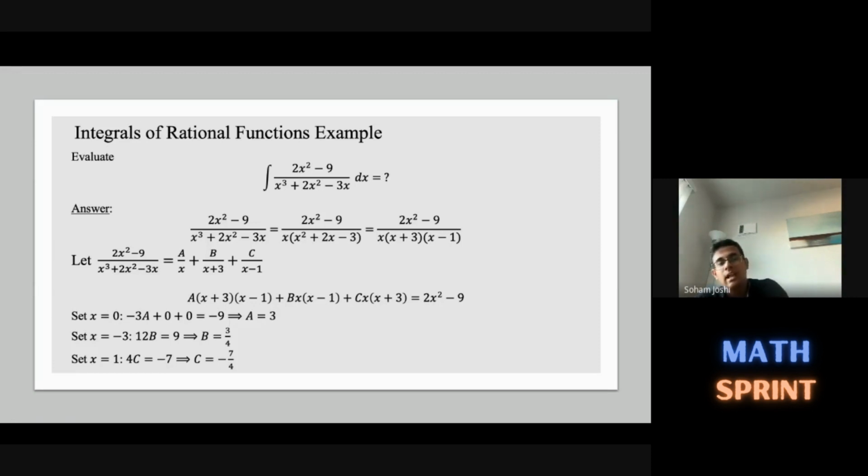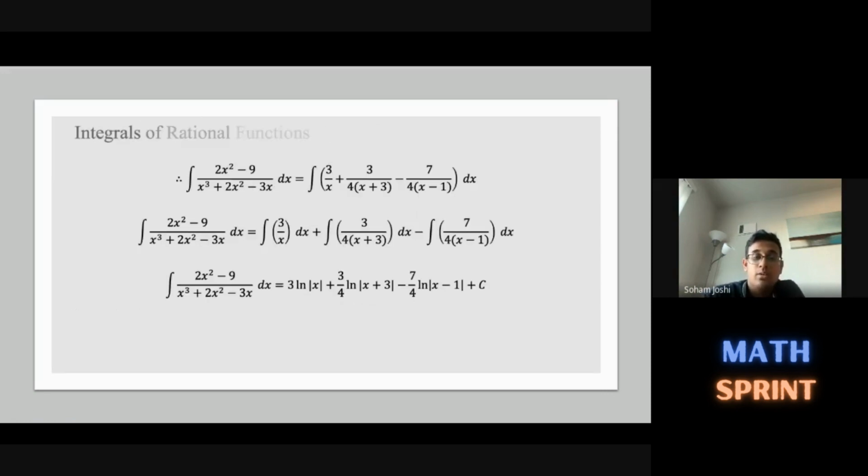Then I choose to set x equal to 1. I substitute this value into the equation, and plugging it in allows me to eliminate most of the terms, and I can figure out that C is equal to minus 7 by 4. You can try this yourself, actually. If you don't want to use the values I picked, 0, minus 3, or 1, that's fine. You can pick your own values, but you will likely have to solve 3 simultaneous equations in order to find the same values of A, B, and C.